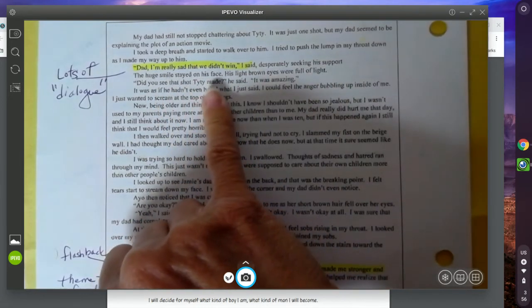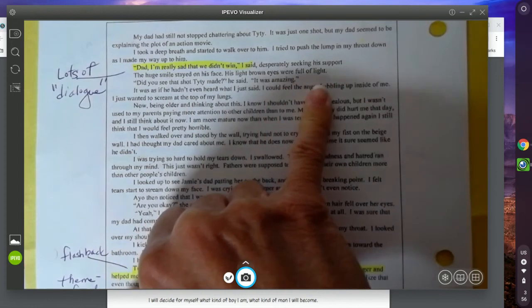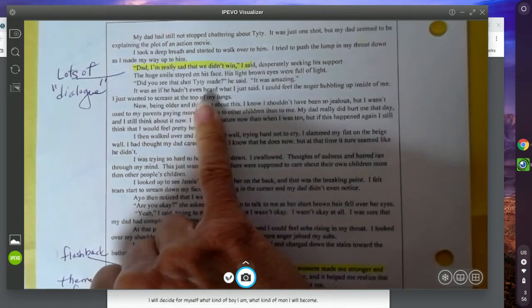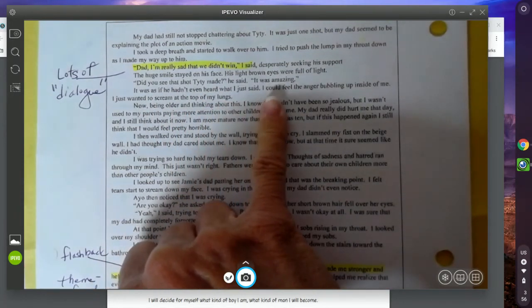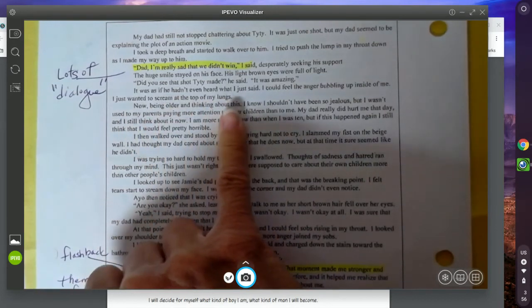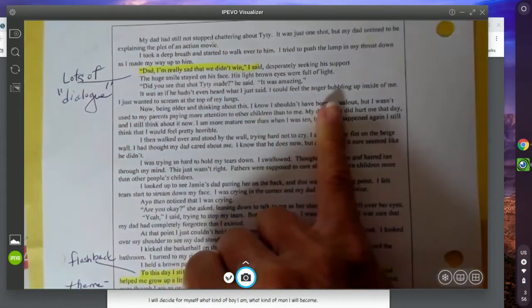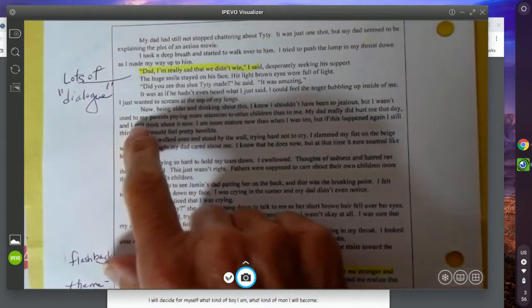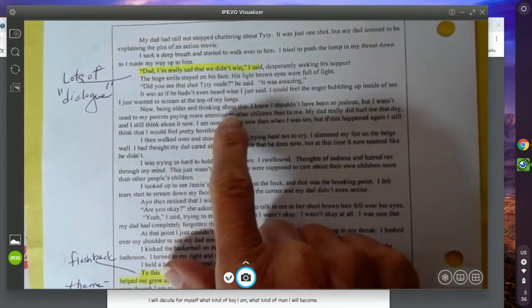The huge smile stayed on his face. His light brown eyes were full of light. "Did you see that shot Tidy made?" he said. "It was amazing." It was as if he hadn't even heard what I just said. I could feel the anger bubbling up inside of me. I just wanted to scream at the top of my lungs.